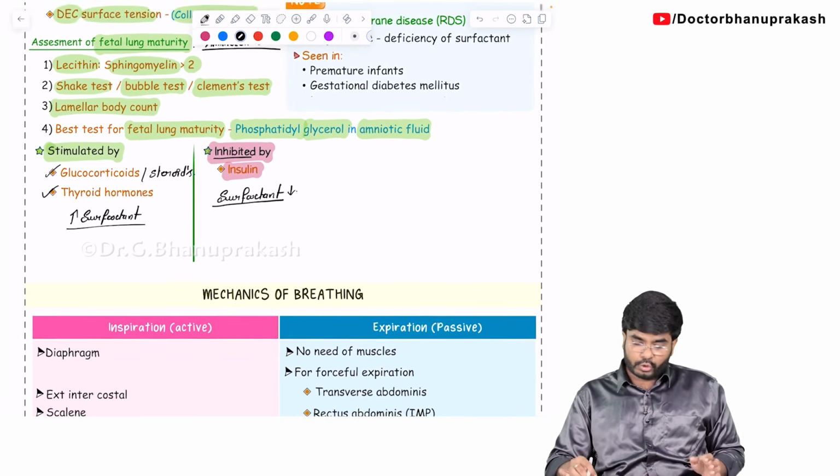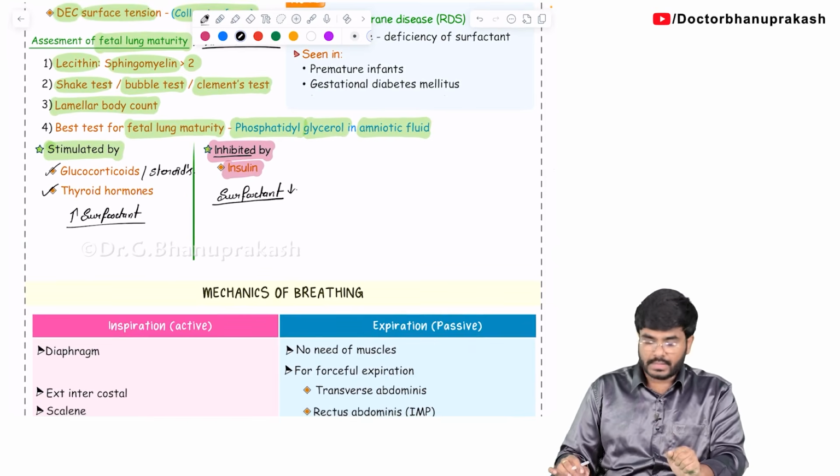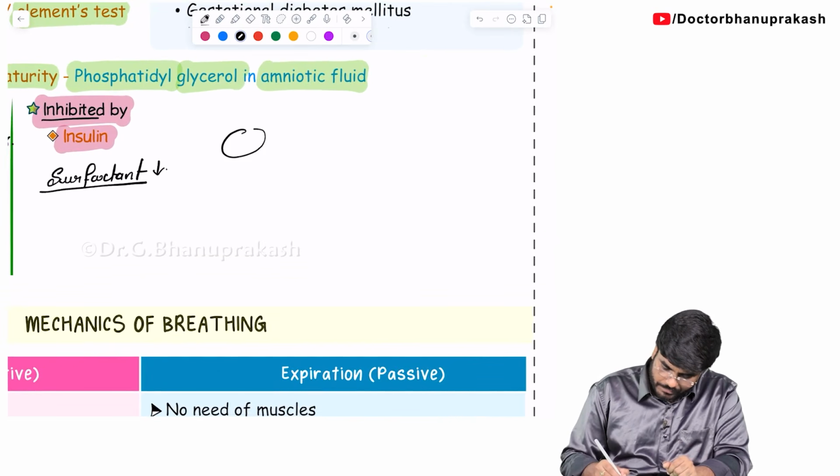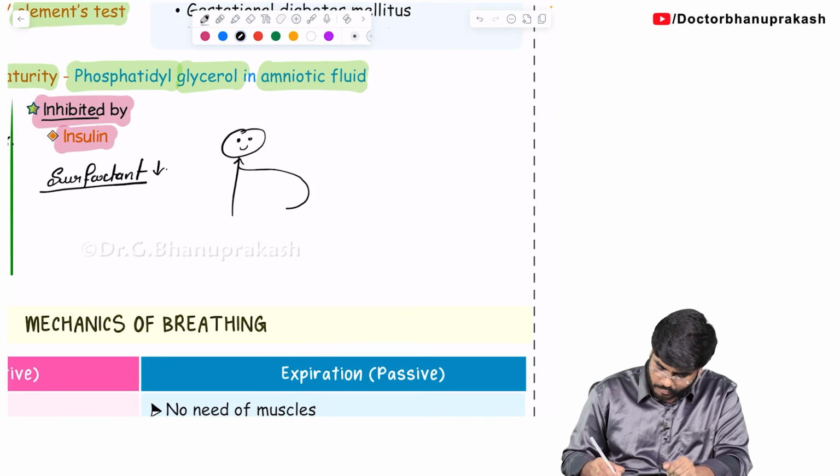So why should you know this, and how is it important for your exams? Let's say there is a female. Look here, guys, there is a female who is right now pregnant. Okay, there is a pregnant lady.